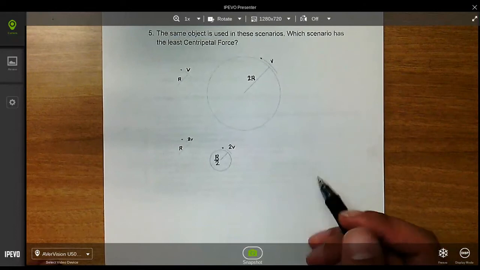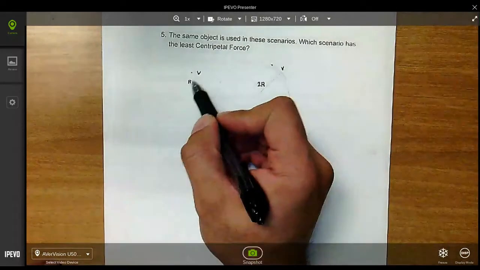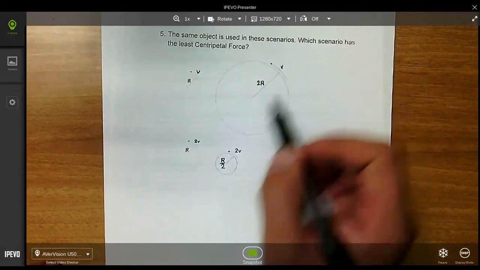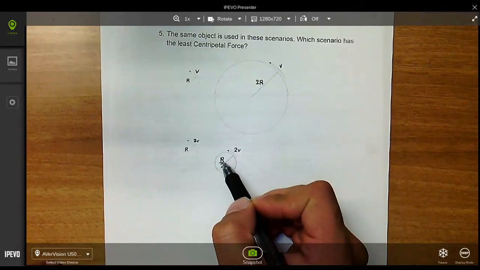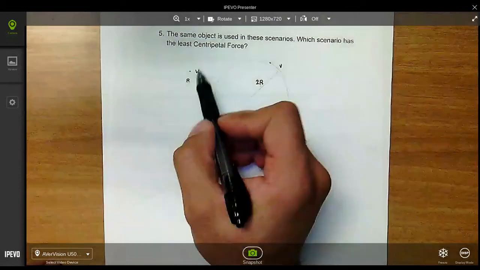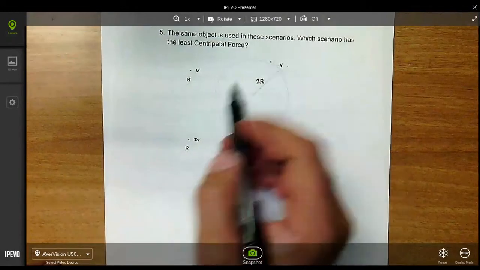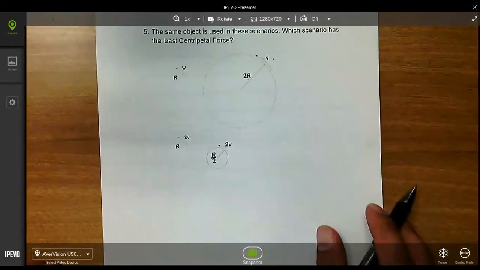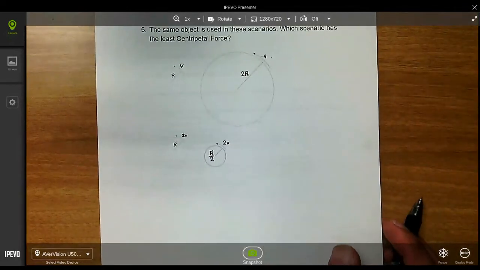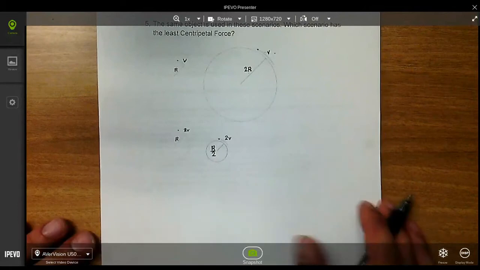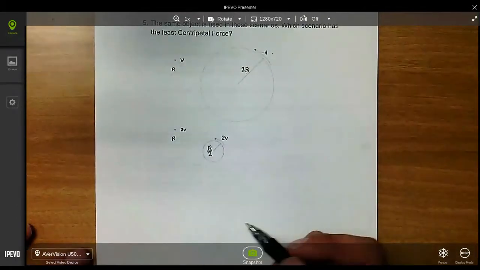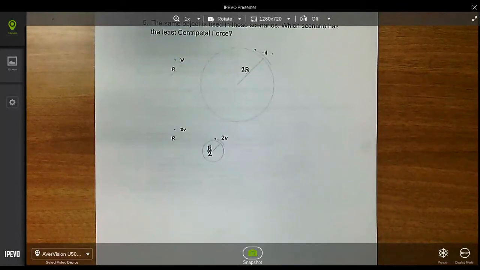And it's hard to see, but these are all circles. You have the radius here and here. It's a bigger circle, so it's 2 times r. This one's a smaller circle, so it's r divided by 2. The velocities for these two are the same. This one is twice the velocity, and this one's twice the velocity. So there's 4 different circles. It's the same object in 4 different tracks, if you will, with different velocities and different radiuses, depending on the scenario.